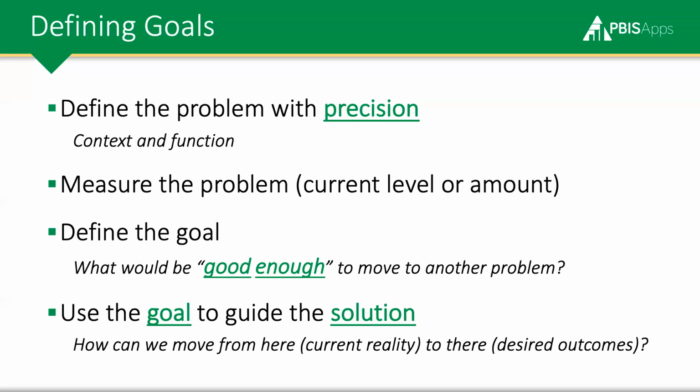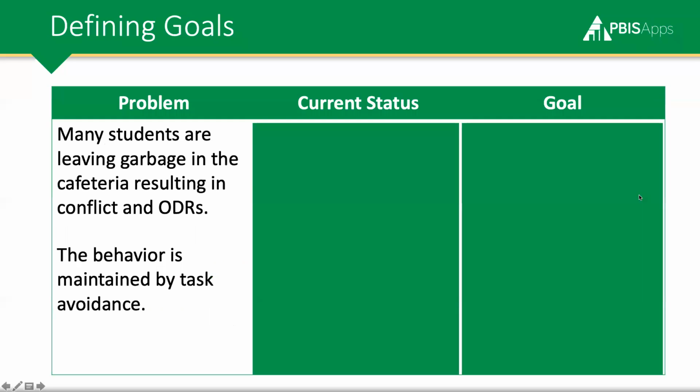And so know what your current reality is. Find out exactly what's going on with that precision statement that spells out the context of the problem behavior and the function of it. Now we know what our current reality is. Now we set our goal, and that goal is going to guide our solution. So here's just a couple of examples.